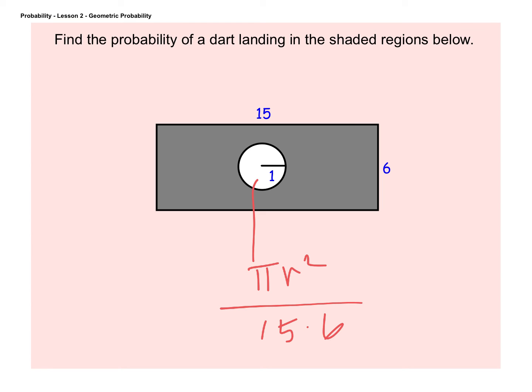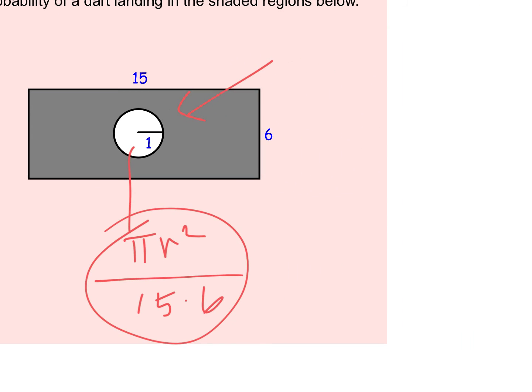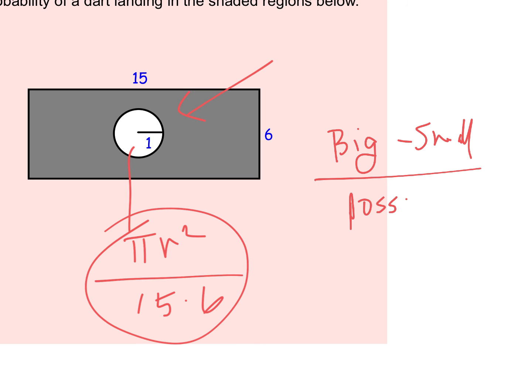Because we want the shaded region, so we're going to have to subtract the 2 to figure out what's on top. If it was about probability of landing in the circle, then this would have been right. But it's not. So how the heck do we find the shaded region when it's not inside the little shape? You take the bigger one minus the smaller one. That's what you want over what's possible.